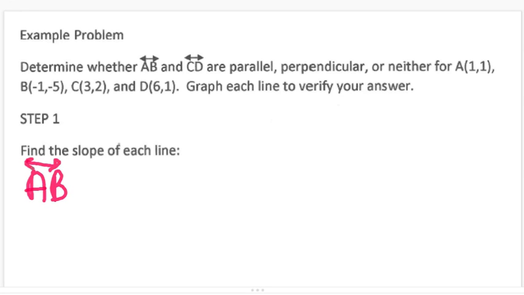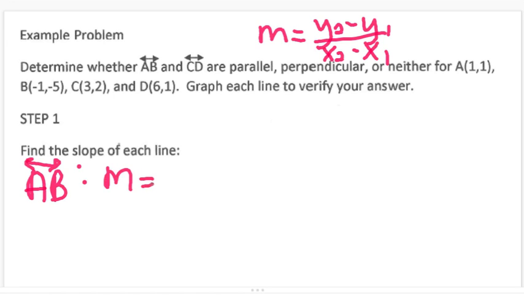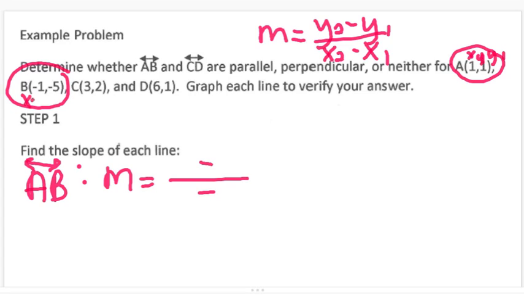Line AB. I'm just going to write my slope formula up on the top of the paper for reference: y2 minus y1 over x2 minus x1. Now I'm going to find the slope of just line AB. So I'm going to use points A and B, and I'll do them in pink. So this one and this one. I'm going to label my points x1, y1, x2, y2.